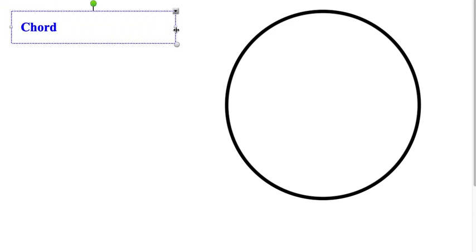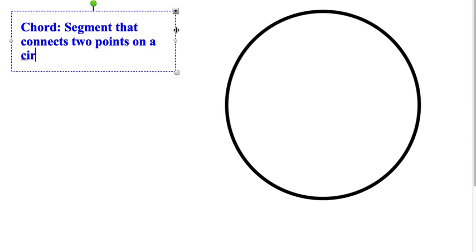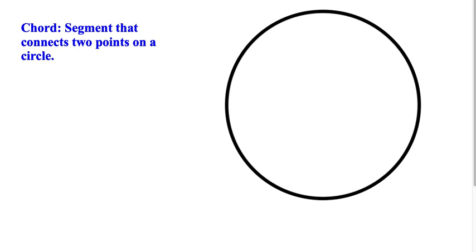Now, a new term that you are going to want to pay attention to is something called a chord. So a chord, kind of like the musical chord, that's how it's spelled, is a segment that connects 2 points on a circle. So what this means is a chord would be something that looks akin or similar to this. Here's a point on the circle. Remember, the circle itself is a set of points, right?